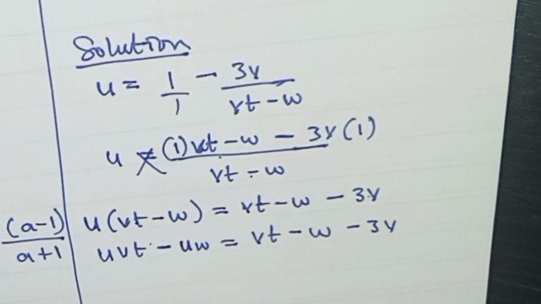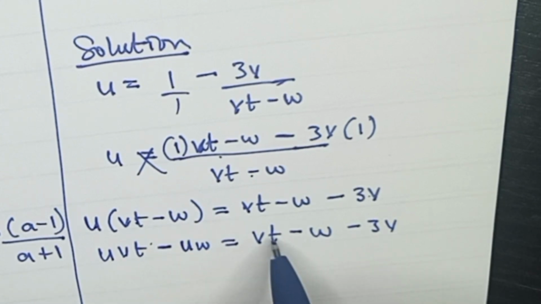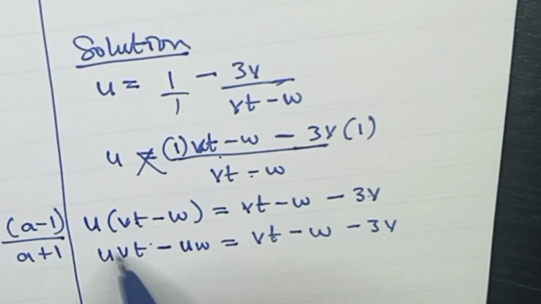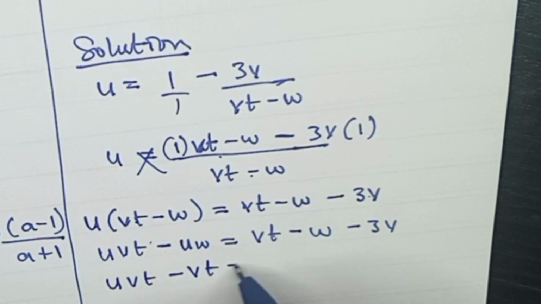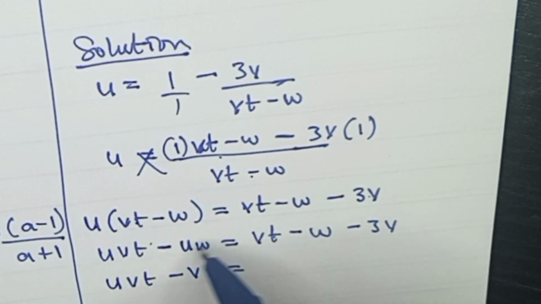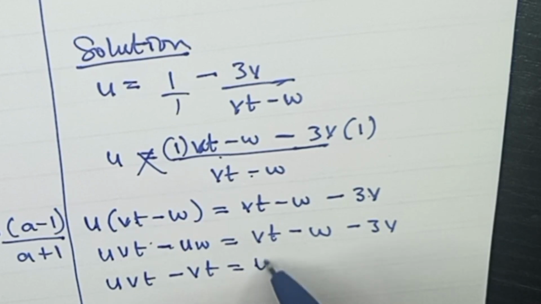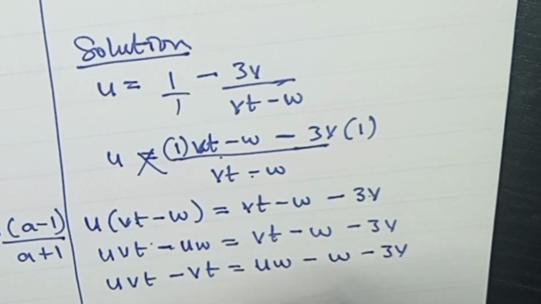So what are we clearing? So we bring this t to this t, the like terms. Now I'll move this away. So we now have uvt. This is coming here. We now have minus vt equal to, this is going here. This is coming here and becomes a plus. So we have uw minus w minus 3v.